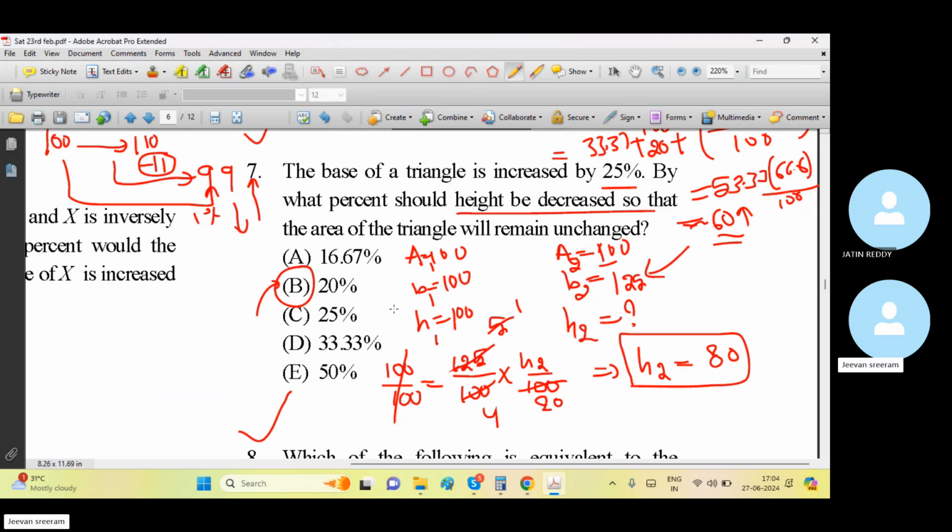Okay, sir. That's so cool. It is not taking time. If we go with equations, it definitely takes more than 1 minute, but this is so simple. Yes, right? Yes, sir.